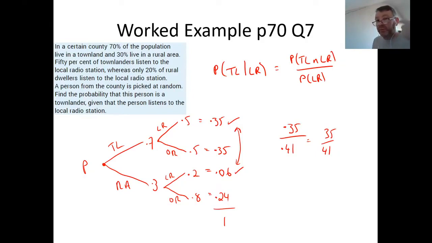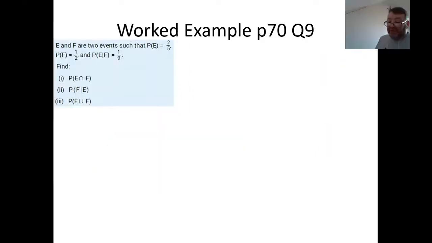Okay, now I'm introducing a tree diagram here because I want you to cast your minds back to how they work so that when I do them later on, there won't be any big mystery to you. E and F are two events such that P of E, that's the probability of event E, is 2/5. The probability of F is 1/2. And the probability of E given F is 1/9. Find the probability of the intersection of E and F, find the probability of F given E, and find the probability of E union F.